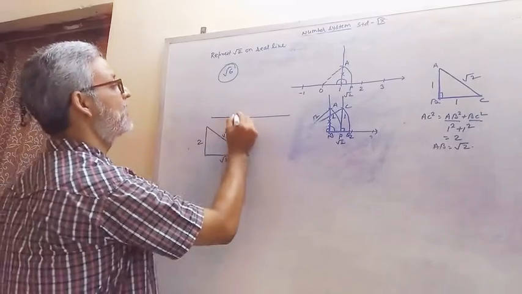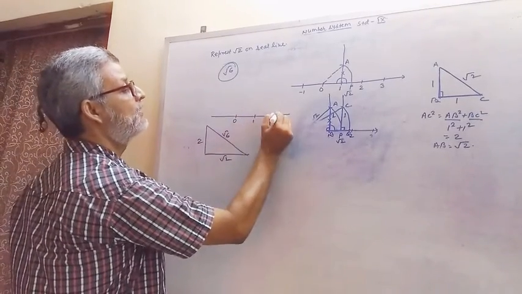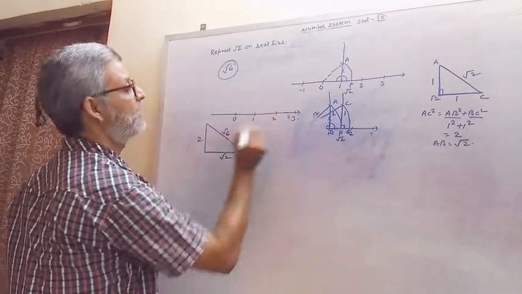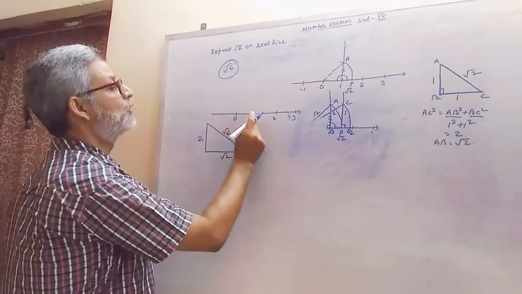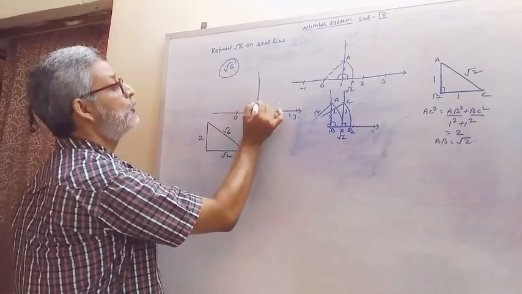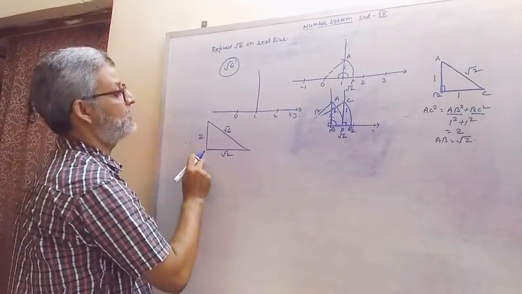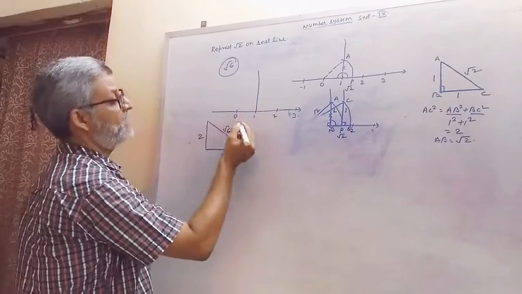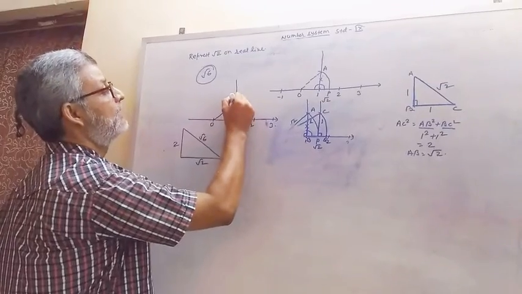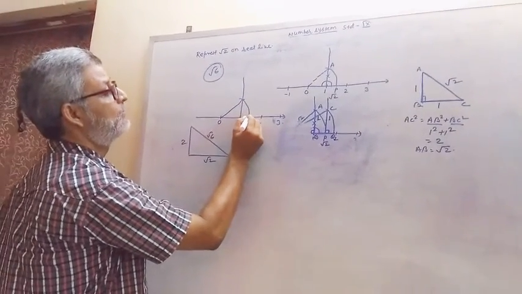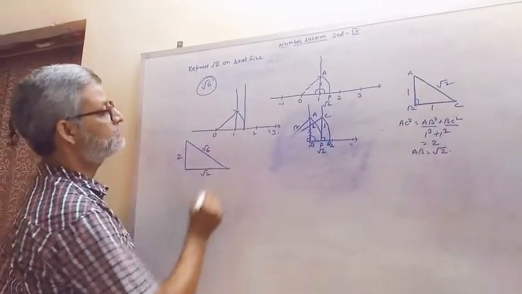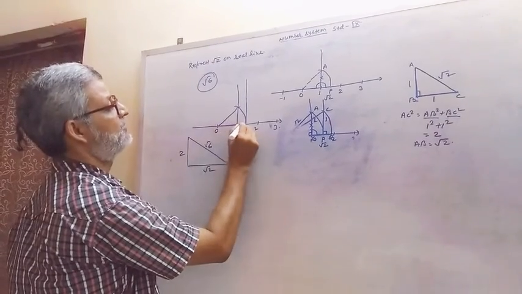It means how to represent? 0, 1, 2, like this, 3. First we represent root 2. Root 2 at 1 construct 90 degree. From that 2 unit you cut it. Now you see the perpendicular is 2 unit. So first you represent root 2. 1 unit. Join this one. This is root 2 point. At this point construct 90 degree. Again. Now this distance is root 2.